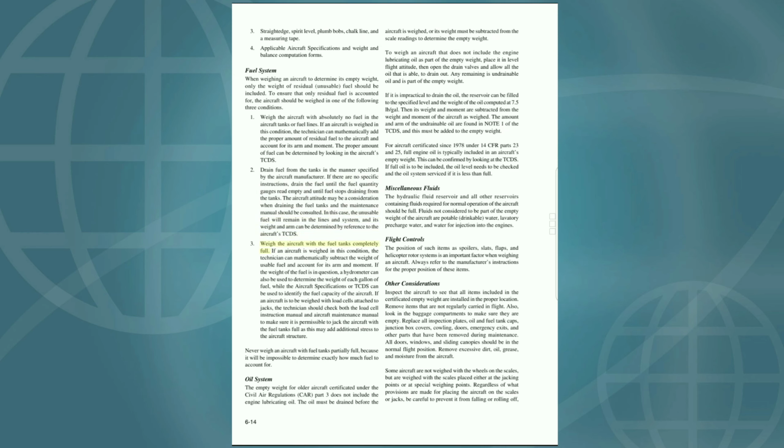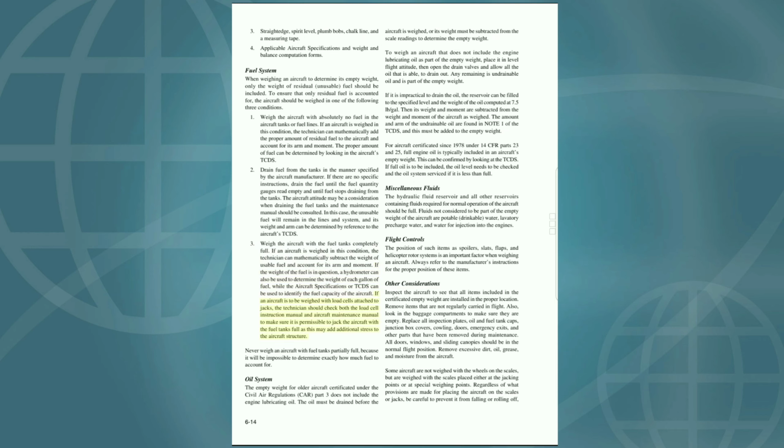3. Weigh the aircraft with the fuel tanks completely full. If an aircraft is weighed in this condition, the technician can mathematically subtract the weight of usable fuel and account for its arm and moment. If the weight of the fuel is in question, a hydrometer can also be used to determine the weight of each gallon of fuel, while the aircraft specifications or TCDS can be used to identify the fuel capacity of the aircraft.